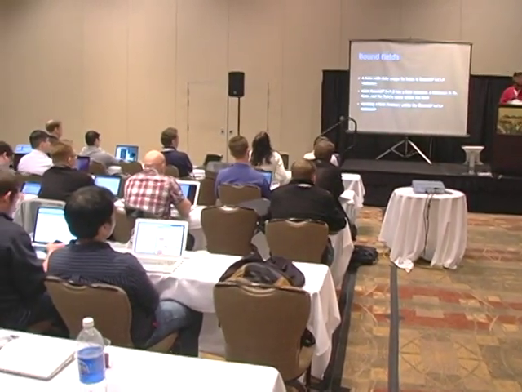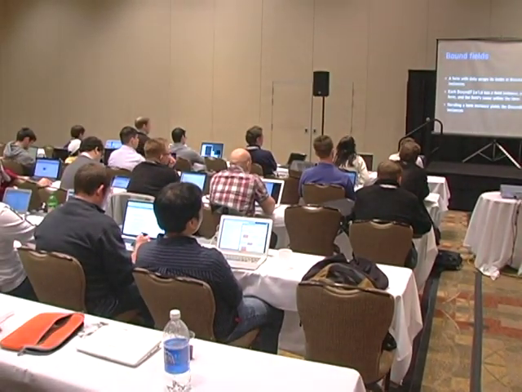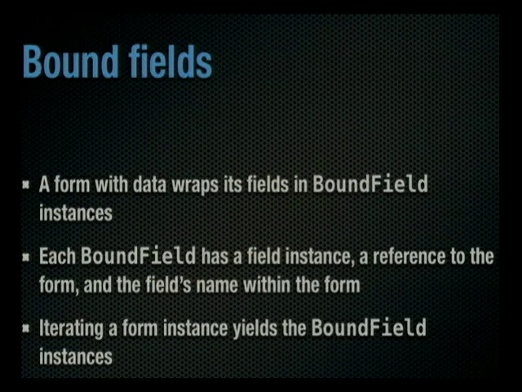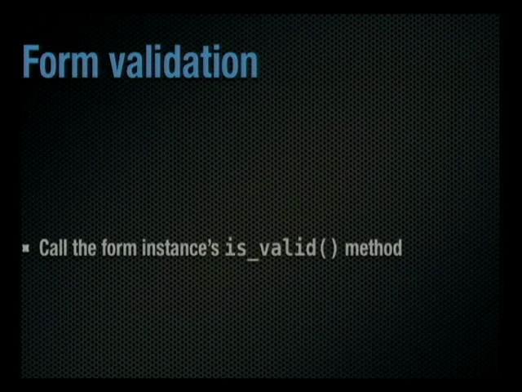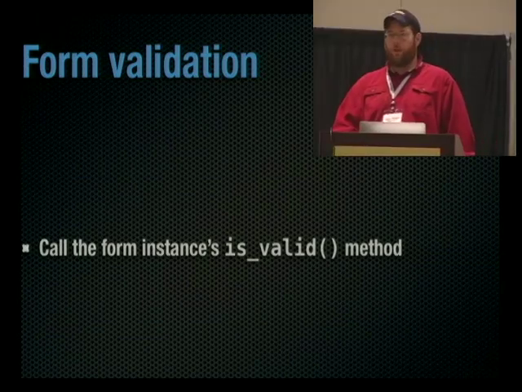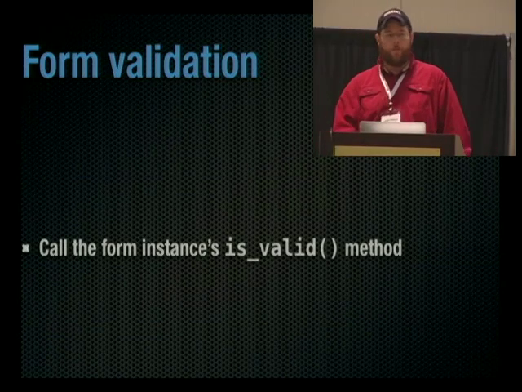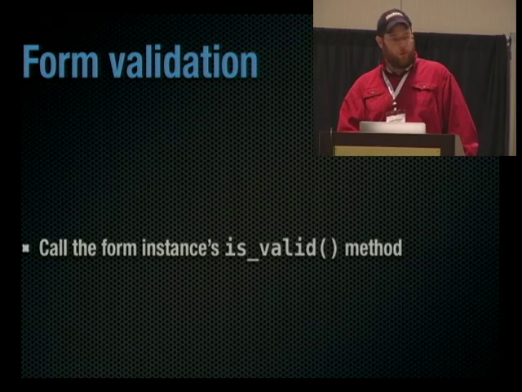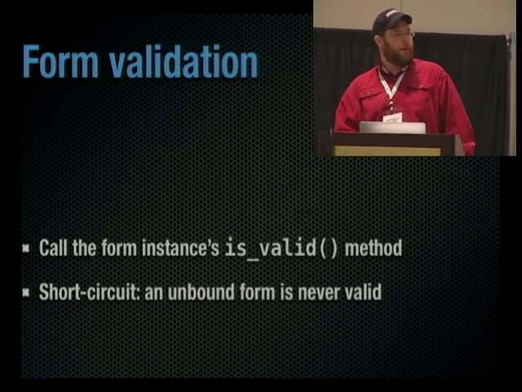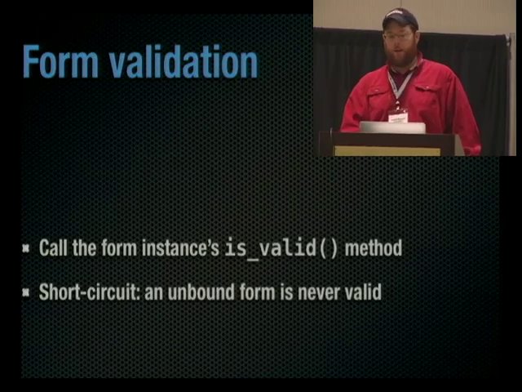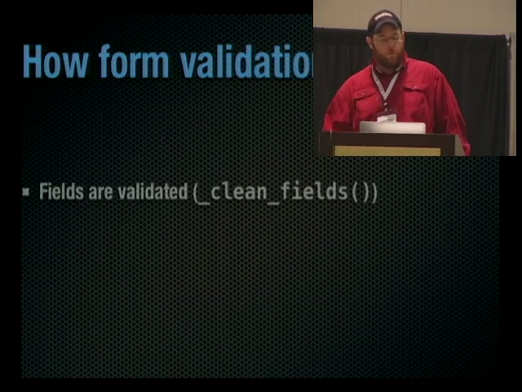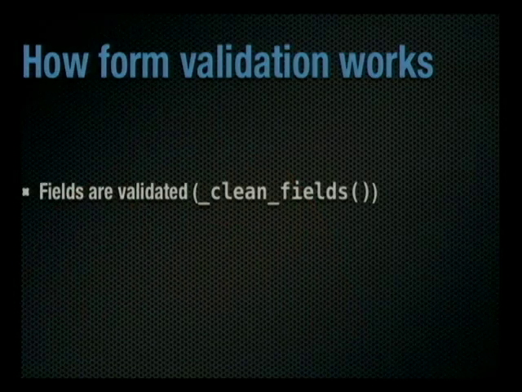Iterating over a form that has been bound to some data will yield the bound field instances, which is not always an important distinction, but does change the way they look when you're rendering. This is where we start getting into form validation. The way you do this is by calling the isValid method of the form. It's going to return true or false. Short circuit: if it's not bound to any data, it returns false, because a form with no data is not valid. Form validation, again, is a multi-step process.